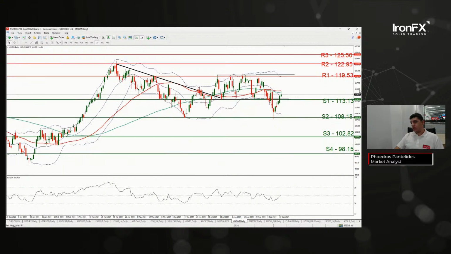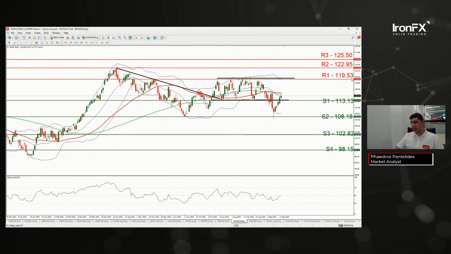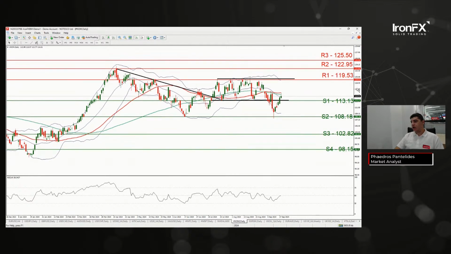ExxonMobil, remaining within that sideways moving channel, slightly bullish, but RSI, if it stays and remains flat at that 50, could re-enter the sideways moving channel between 113.13 and 119.53.